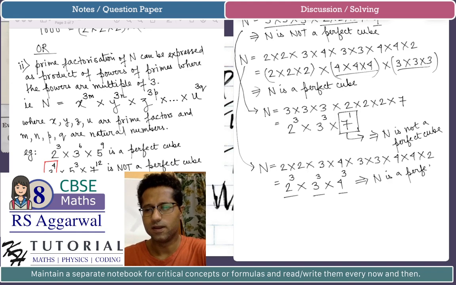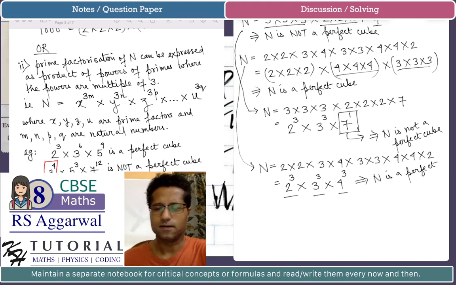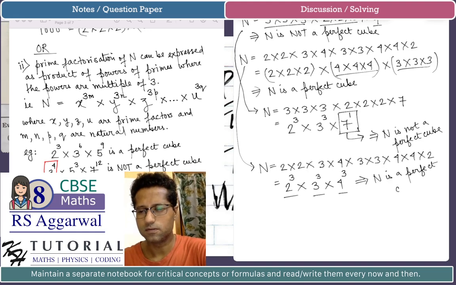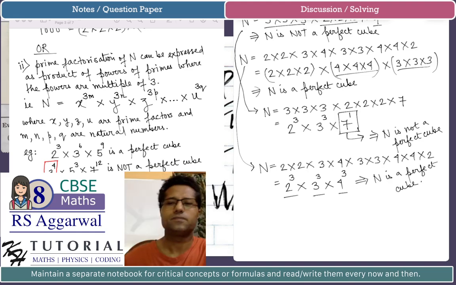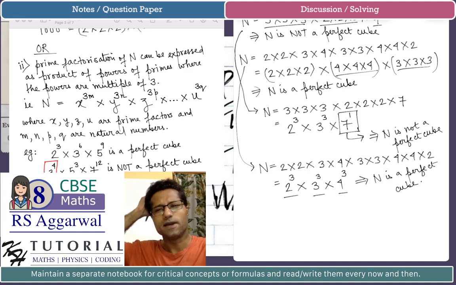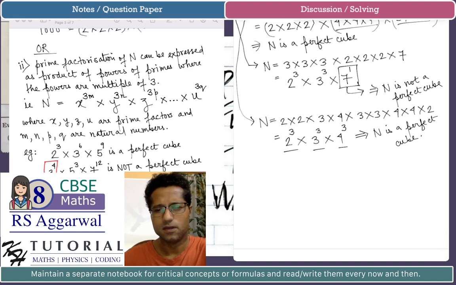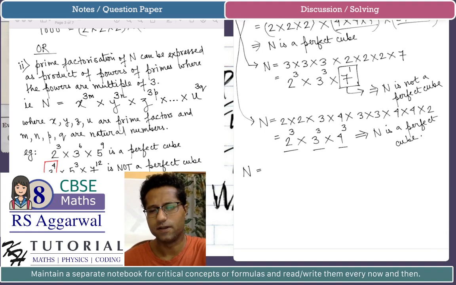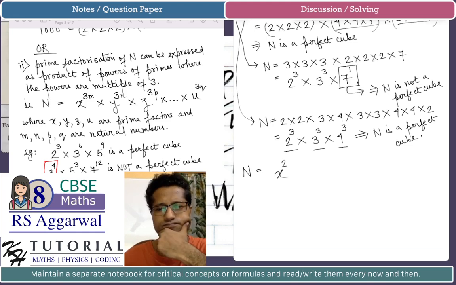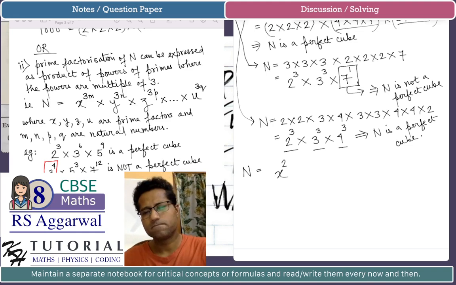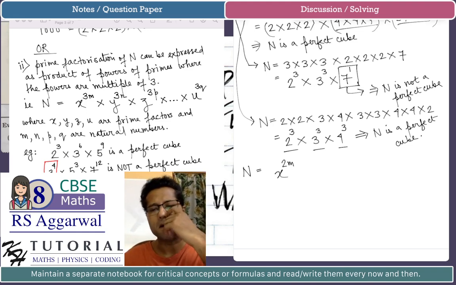This way you can also check whether n is a perfect cube or not. Because sometimes you will not be given a specific number. So let's say you are given a number like x to the power, let's say, twice m.